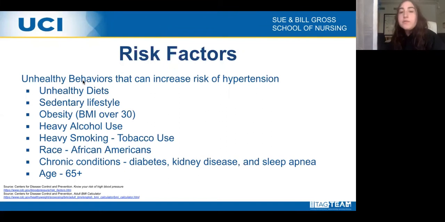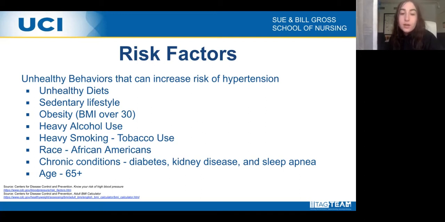These risk factors are basically just unhealthy behaviors that can cause an increase in the risk of hypertension. One would be unhealthy diet. If an individual eats a diet that consists of extremely high levels of sodium and very low levels of potassium, that can increase your risk of hypertension. Also physical inactivity. If you have very low levels of physical activity or complete physical inactivity, that deprives the body of the benefits of exercise. And exercise helps your heart and your blood vessels to stay strong, as well as helps keep individuals at a healthy weight, which decreases blood pressure.